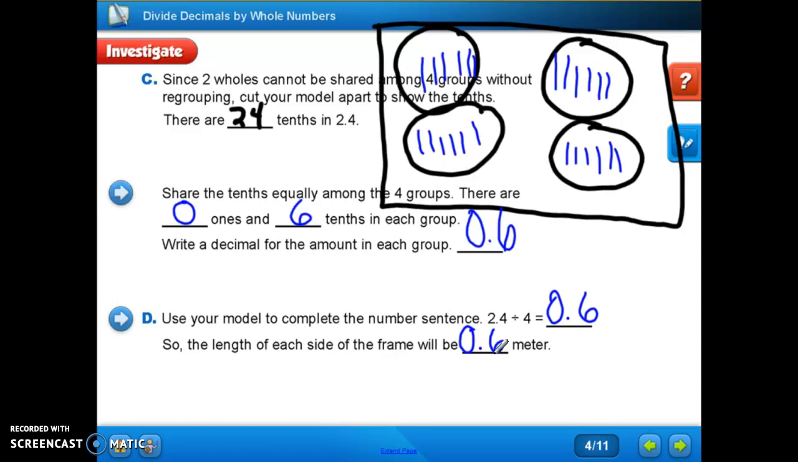All right. Look at the draw the conclusion. Explain why you need to cut apart the model in step C. Why did you have to cut the model apart? Because you would have one big number to divide. So yeah, we couldn't take those 1s and put them in 4 boxes, could we? We only had 2 of them. So we had to break them apart or regroup them in order to have what we needed.